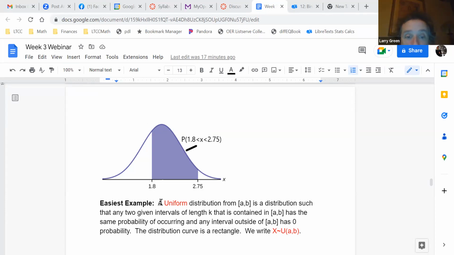And that's why we're going to be using the uniform distribution. So a uniform distribution from A to B, like A might be 1.8, B could be 2.75, is a distribution such that any two intervals of length K that is contained in AB has the same probability of occurring, and any interval outside of AB has a 0 probability. Okay, and the picture will always be a rectangle.